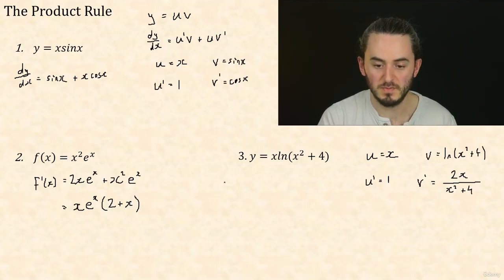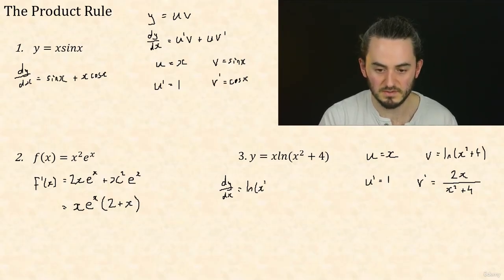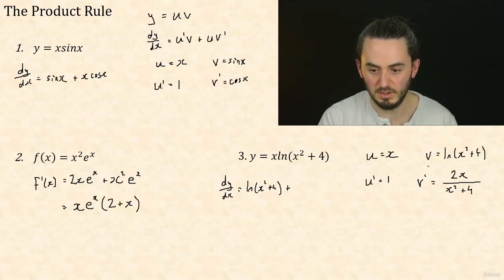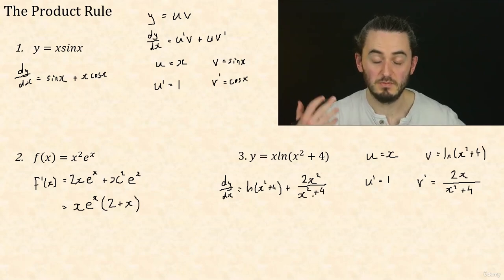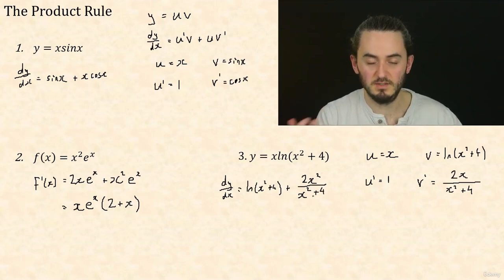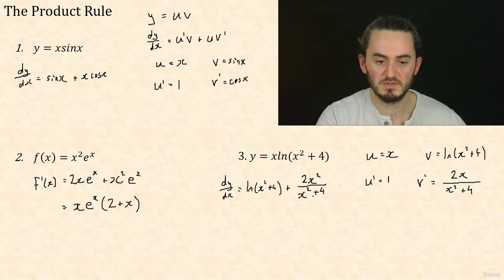So now I can use my formula and just drop everything in. So it's u dash v, so that's ln of x squared plus 4, plus u times v dash, so x multiplied by this. And if I multiply that by x, I just get 2x squared over x squared plus 4. So that's the product rule, that's how we use it. Let's apply it to a few more exam style questions.